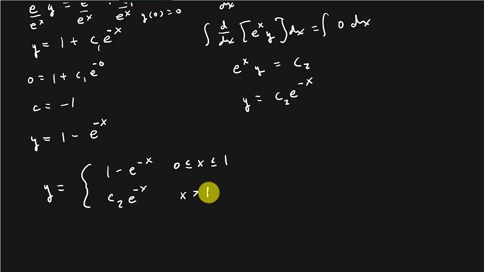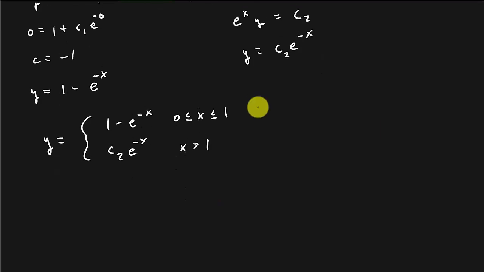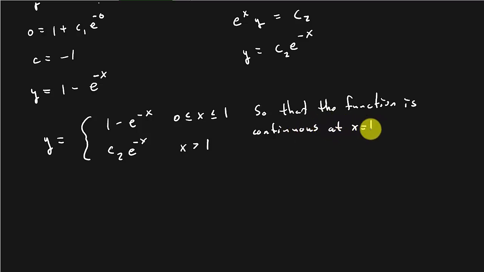Oh, okay. So, all right, so let's look at this. So that the function is continuous at x equal 1.